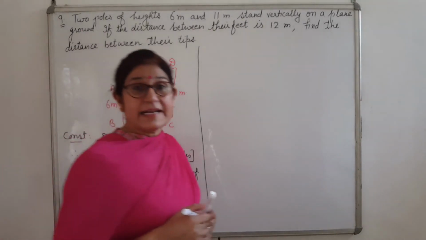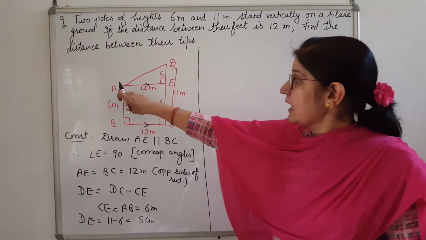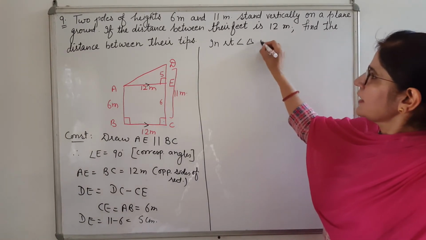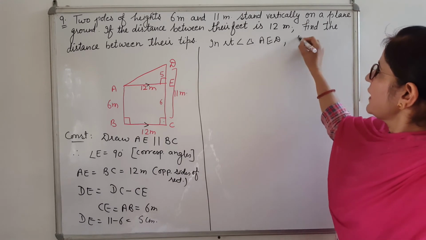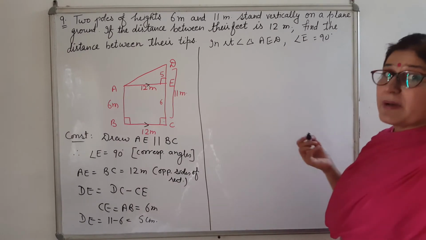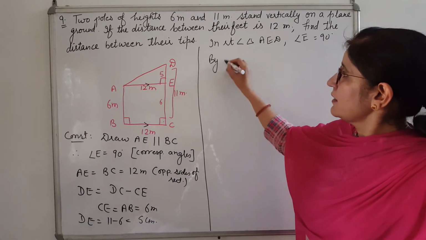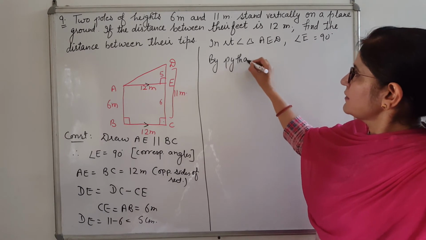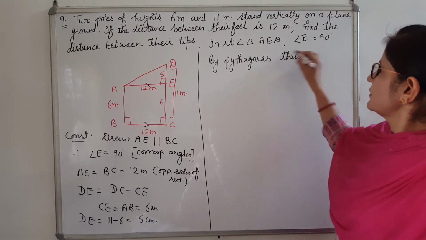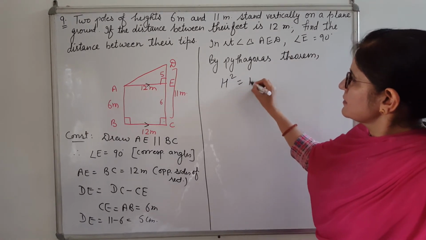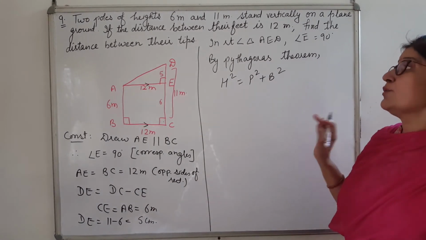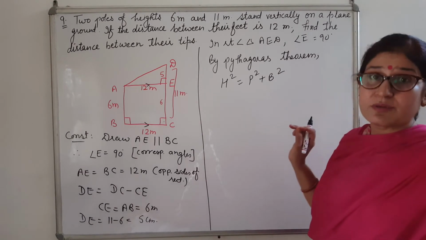Now in right angle triangle AED, here angle E equals 90 degree. Using Pythagoras theorem, by Pythagoras theorem, h square equals p square plus b square. But in exam, again I remind you, you have to write the statement of what the Pythagoras theorem is.